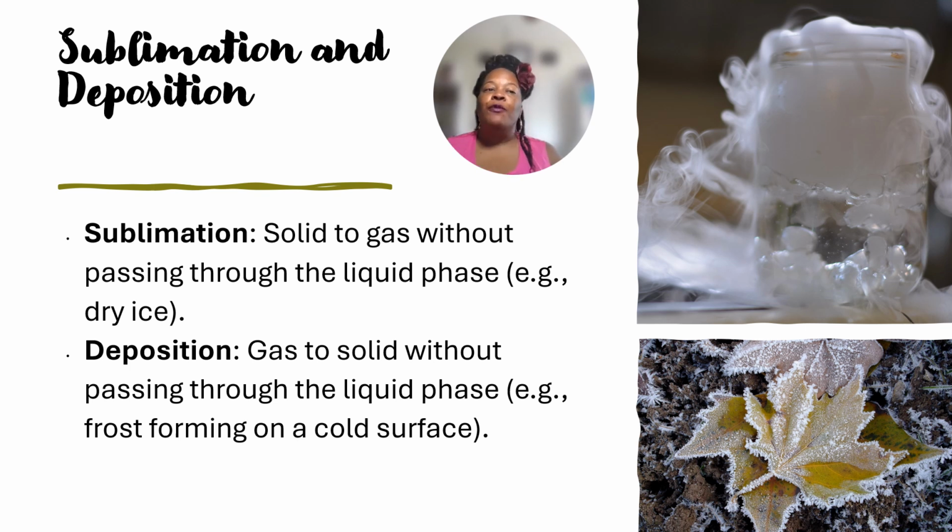To be more specific, when it comes to sublimation and deposition, students oftentimes forget that sublimation is when you have a solid that goes to a gas without passing through the liquid state. An example of this is dry ice, which you can oftentimes buy in the grocery store. Dry ice comes in a solid form, but when you look at it, there's little gas particles coming around it, and that is what we call sublimation.